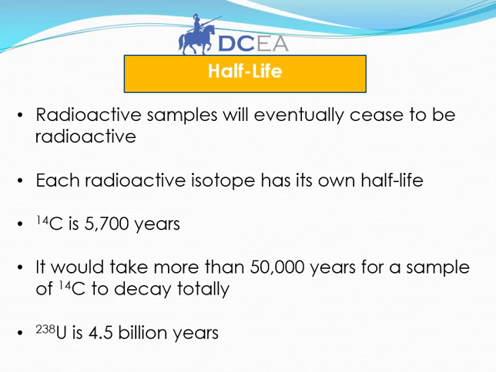So radioactive samples will eventually cease to be radioactive. Each radioactive isotope has its own half-life. As an example, one of the most common ones used for dating is carbon-14. It has a half-life of 5,700 years. It would take more than 50,000 years for a sample of C14 to decay totally. As an example, and for comparison, it would take 4.5 billion years for a sample of uranium-238 to decay totally.